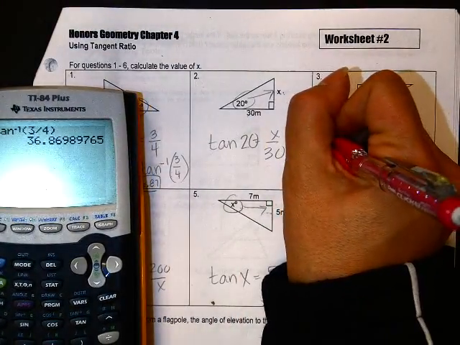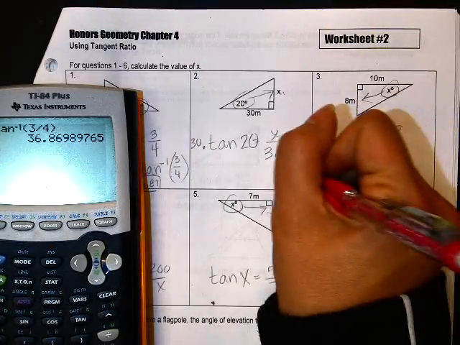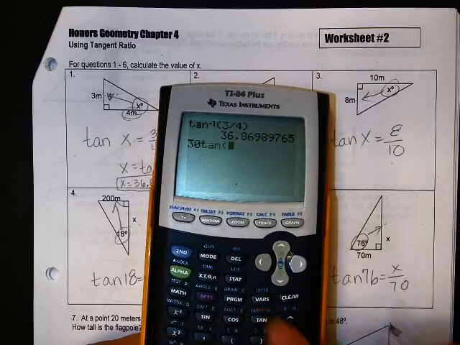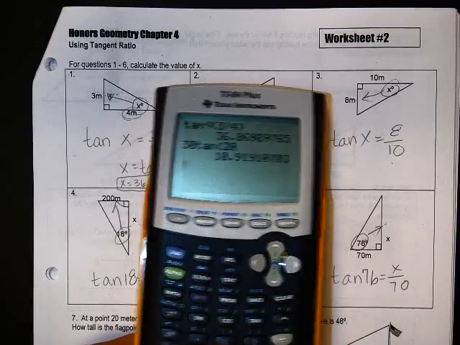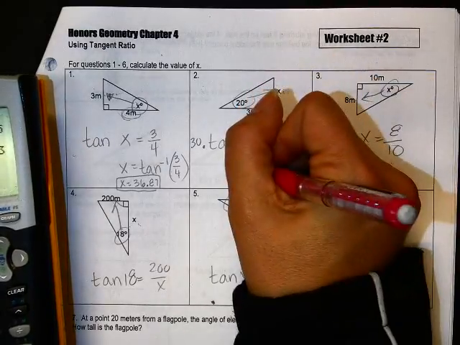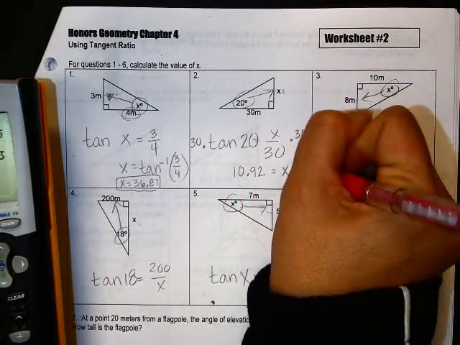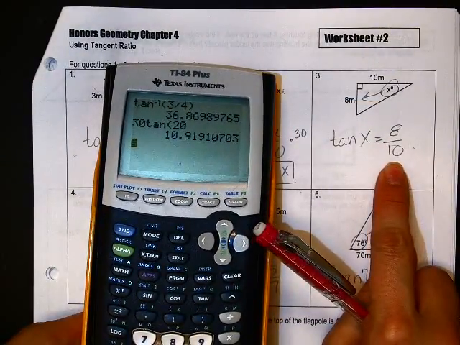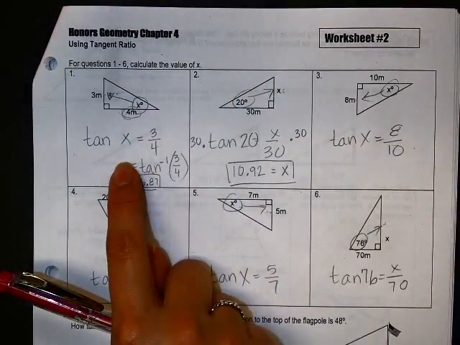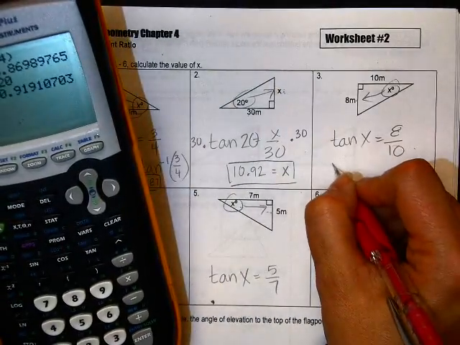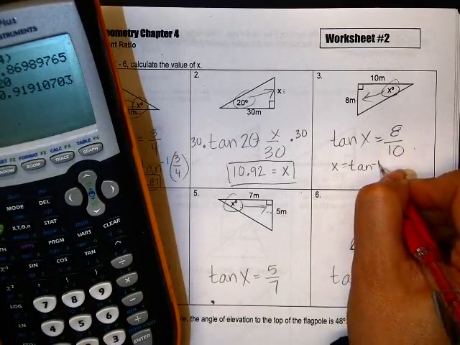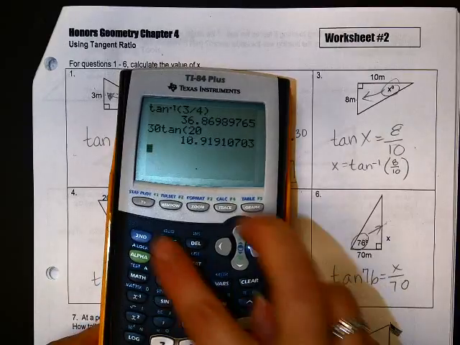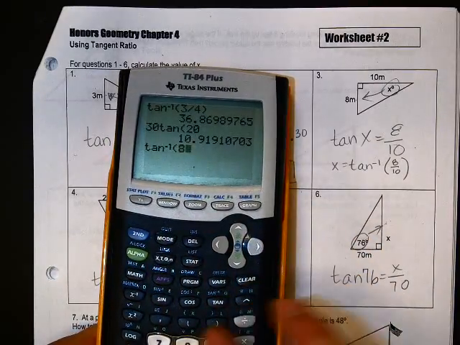Here, to get x alone, I just need to multiply both sides by 30. So I'm going to plug in 30 times the tangent of 20. We knew it was supposed to be smaller than 30, so that seems to make sense for an answer. This one here, think about what you would do. Similar to this one, you've got to undo the tangent, inverse tangent. Again, color-coded, inverse tangent, 8 divided by 10.